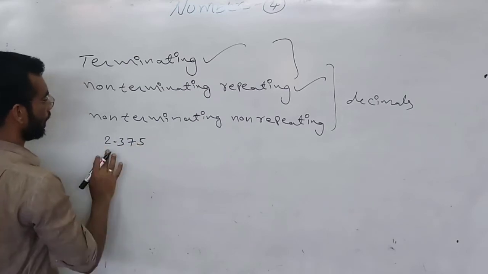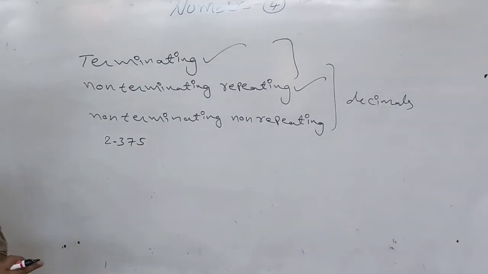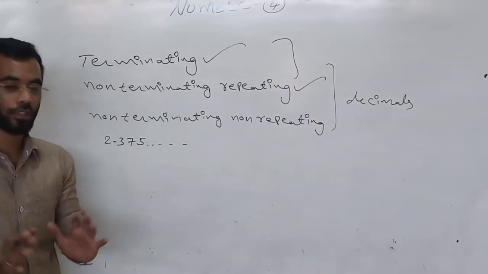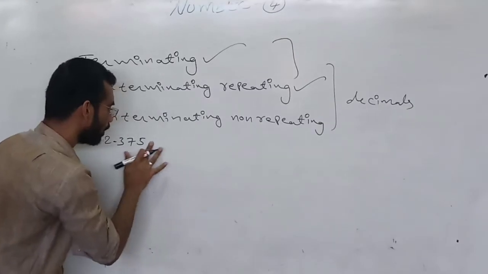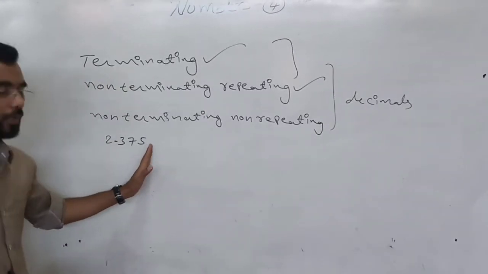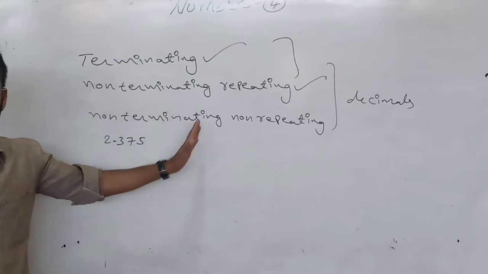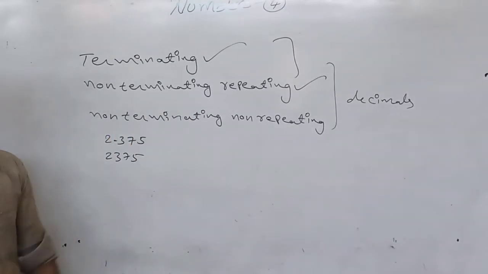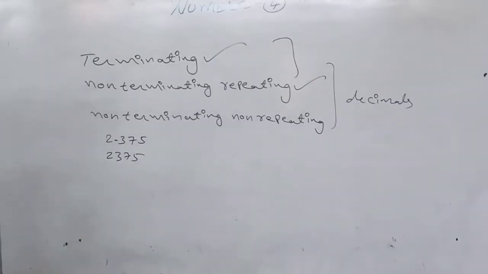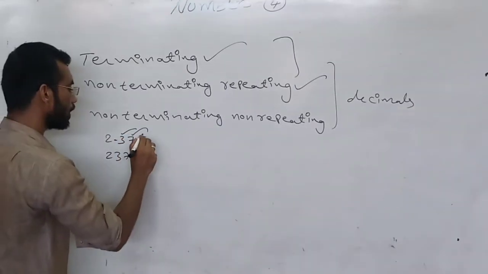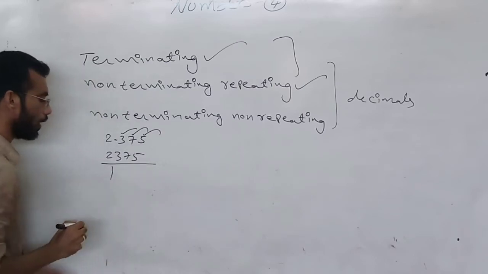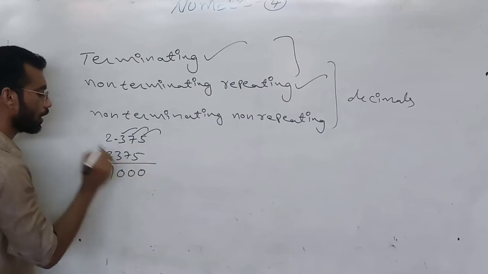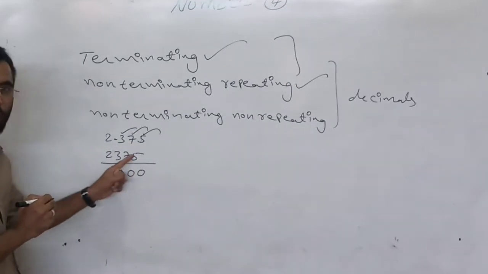Example: if you take 2.375, is it terminating or non-terminating? Here the dashes are not present, so it is terminating. Now, can we write this as a fraction? After the decimal point, how many digits are there? 1 digit, 2 digits, 3 digits. So it can be written as 2375 over 1 with 3 zeros, 1000. Then it can be written in the form of p by q.